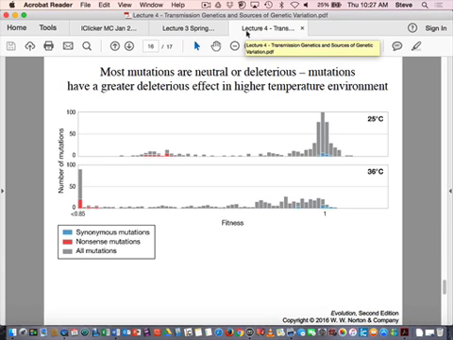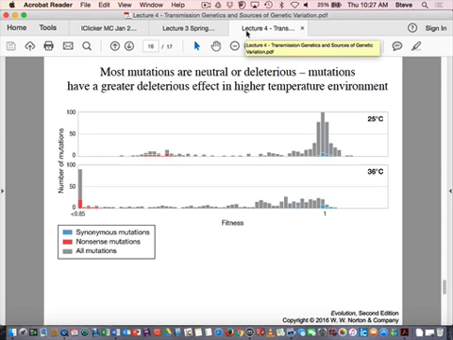One study was done at 36 degrees Celsius, one at 25 degrees Celsius. And here are the number of mutations along here. What's represented in blue are the frequency of synonymous mutations, then what are called nonsense mutations, which are basically the stop codons, okay? And then all mutations.